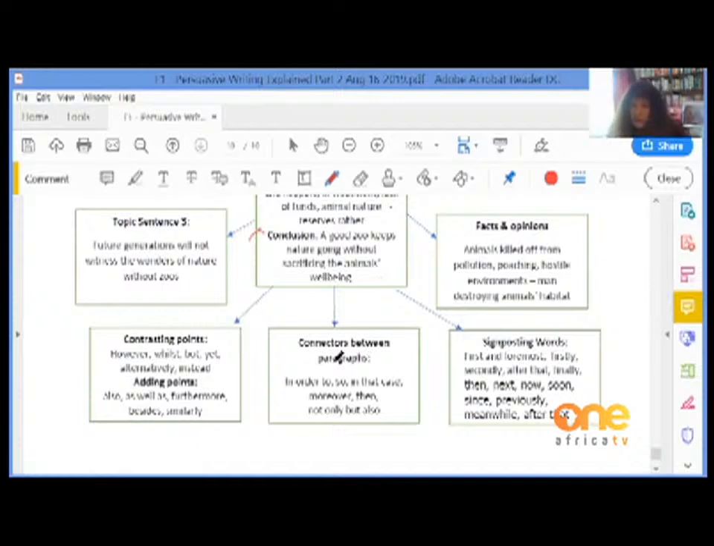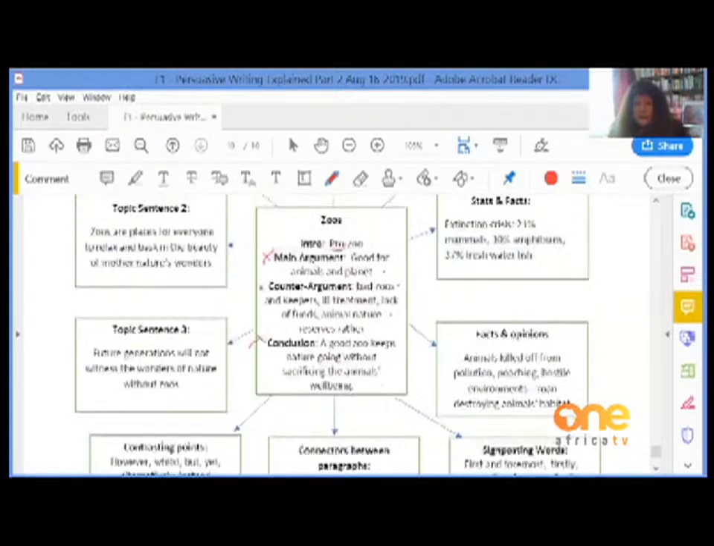In order to do something. In that case. Moreover. Not only X, Y, Z, but also. So these are connectors you can use between the paragraphs. And of course you need your signposting words, so you know which is your first argument, your next argument, and so on. The signposting words: first and foremost, firstly, secondly, after that, finally, then, next, now, soon, since, previously, etc. You can read all that for yourselves.